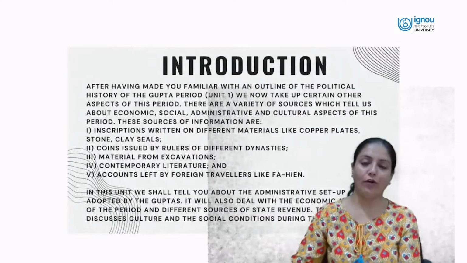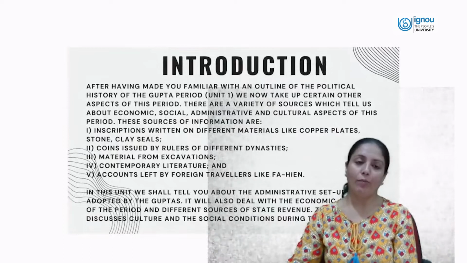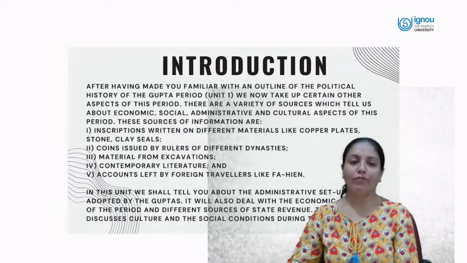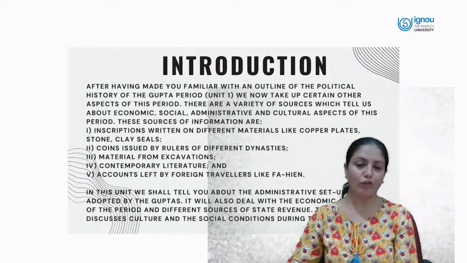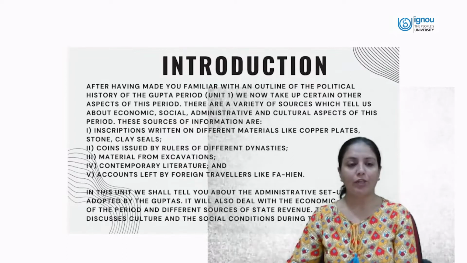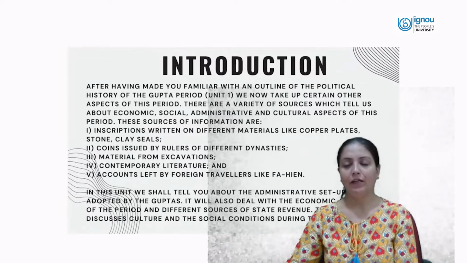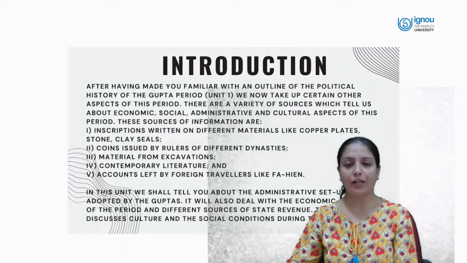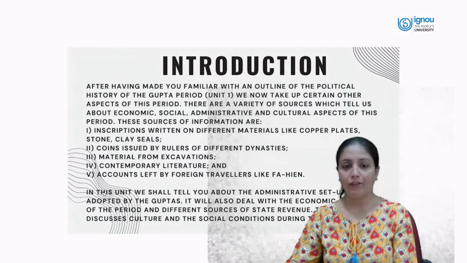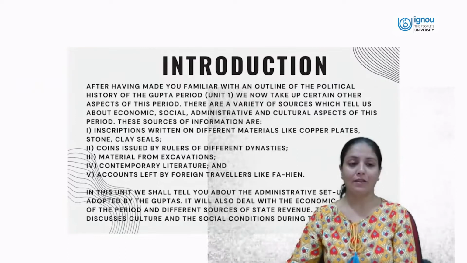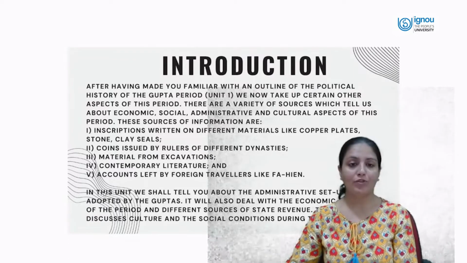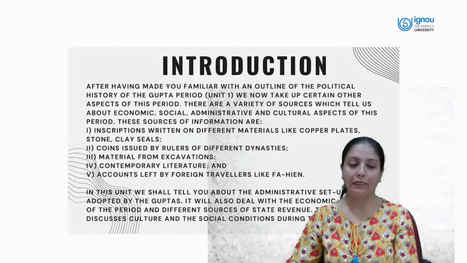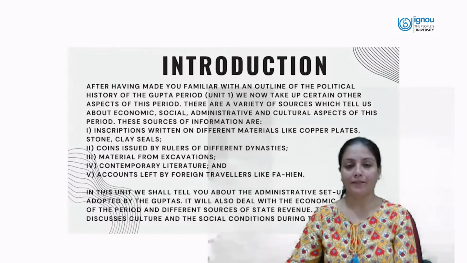Okay, first of all, we are going to start with the introduction of this Unit 2. We have got familiar with the political history of the Gupta period. Now, we take up certain other aspects of this period, like sources to know about the economic, social, administrative, and cultural aspects. The sources of information are inscriptions, which we have studied earlier, written on different materials like copper plates, stone, clay seals.